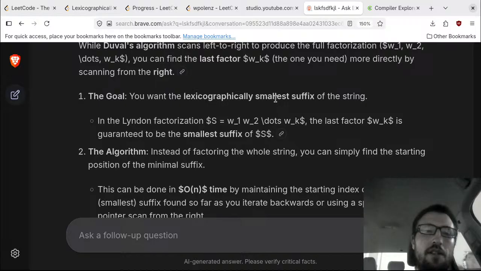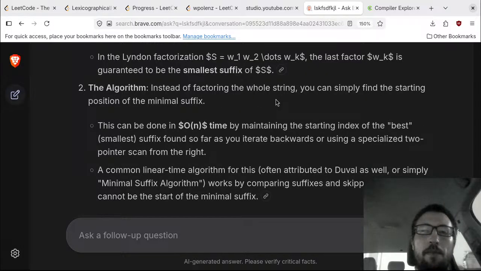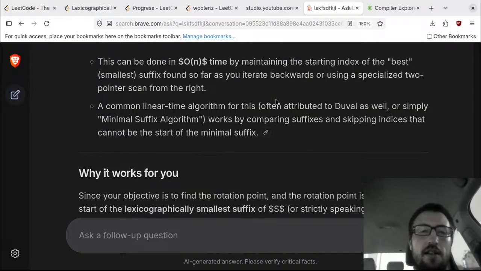The algorithm: instead of factoring the whole string, you can simply find the starting position of the minimal suffix. This can be done in linear time by maintaining the starting index of the best suffix found so far, as you iterate backwards or using a specialized two-pointer scan from the right. A common linear time algorithm for this, often attributed to Duval as well, or simply the minimal suffix algorithm, works by comparing suffixes and skipping indices that cannot be the start of the minimal suffix. Okay, why it works for you.